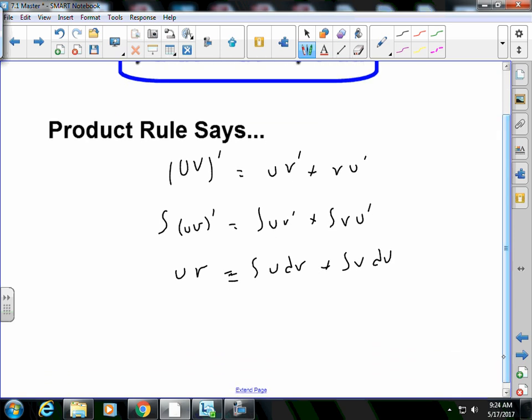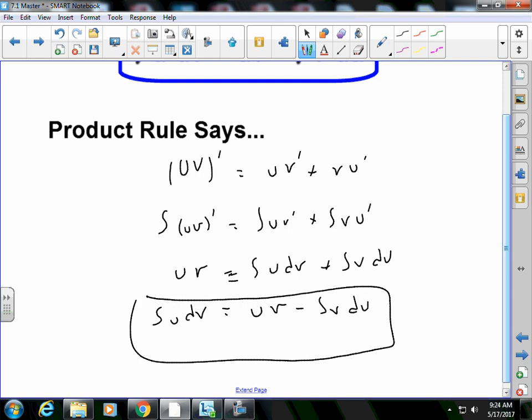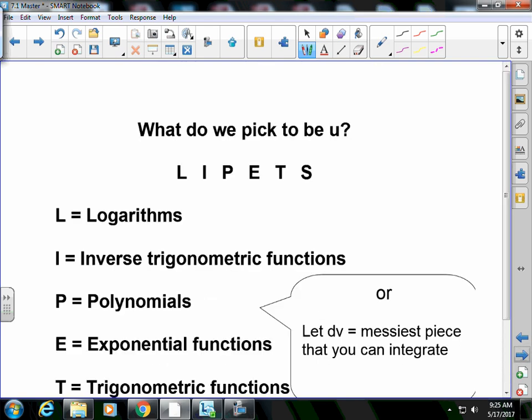That's great. I can move everything over and I end up with the integration of u dv is equal to uv minus the integration of v du, which is the formula we're going to use. So the question is, how do I know how to do this? Because I have two things I don't know how to take the derivative of.